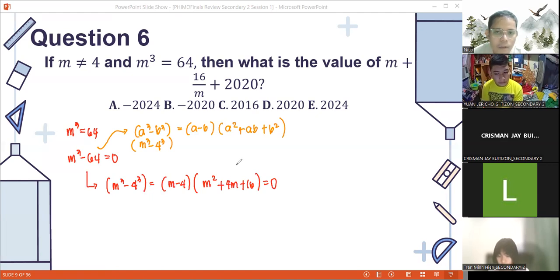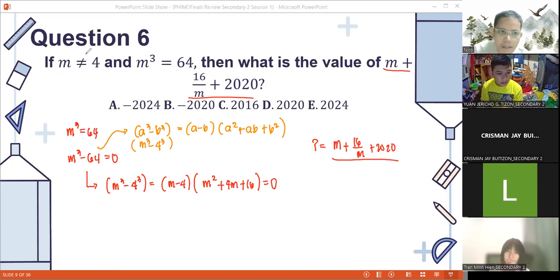Take note that we need to get the value of m plus 16 over m plus 2020, right? You need to get the value of this. So if you notice, we already have m minus 4. m is not equal to 4, so m minus 4 is not equal to 0, right? So this one could be any number, so we can remove it already.